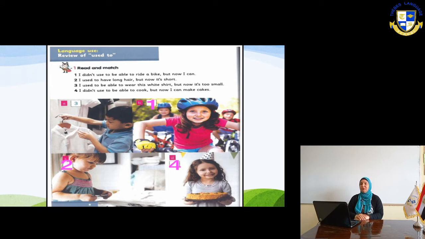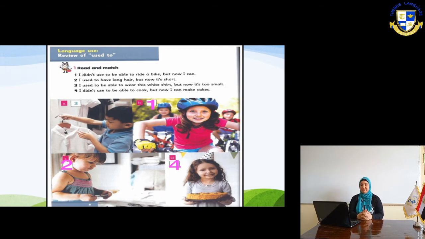Number 2, I used to have long hair, but now it's short. That means I used to have long hair when I was young, but now I don't have this long hair. In the past, but now it's short. It's not long anymore. Number 3, I used to be able to wear this white shirt, but now it's too small because I grew up, so it became so small I cannot wear it anymore.